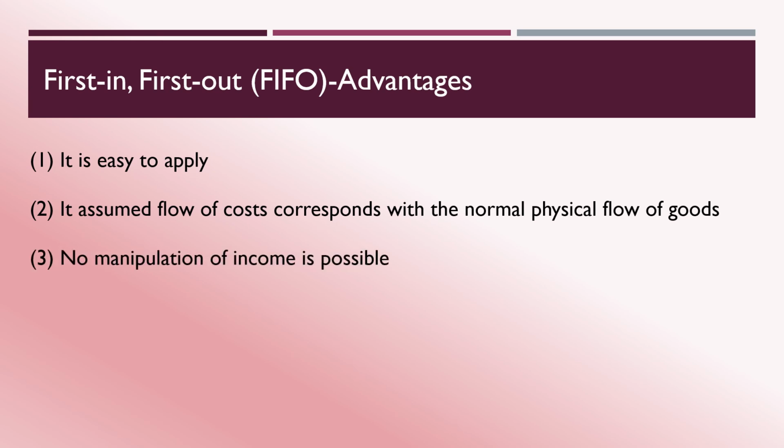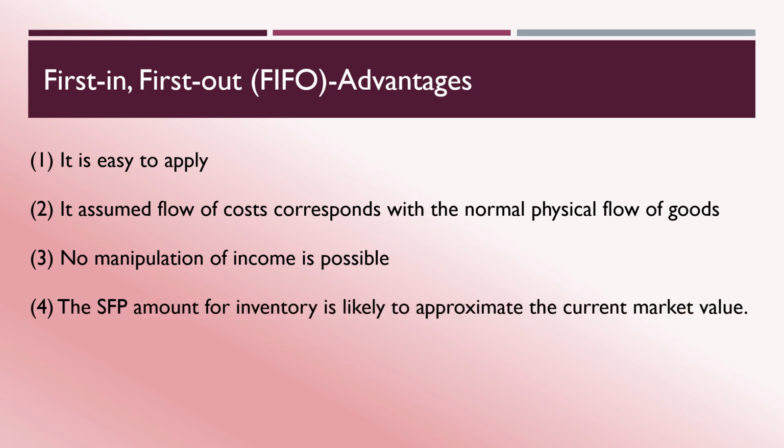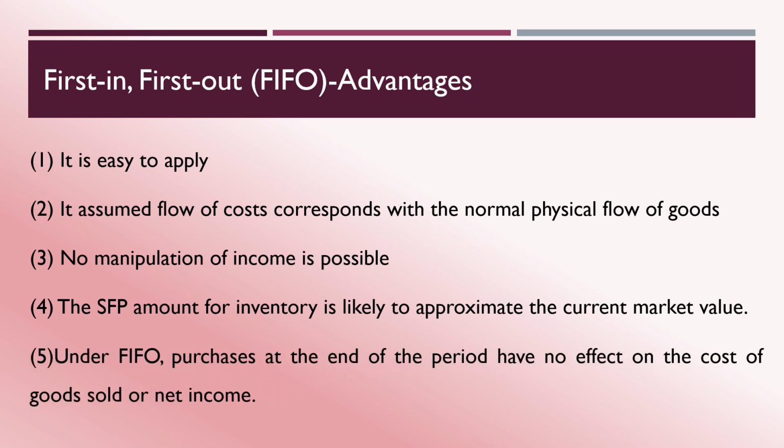No manipulation of income is possible. In the statement of financial position, the amount of inventory is more likely to reflect the current market value. Under the FIFO method, the purchases at the end of the period have no effect on the cost of goods sold or the net income.